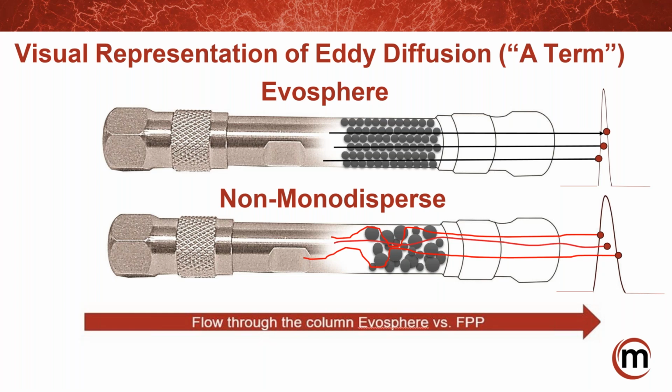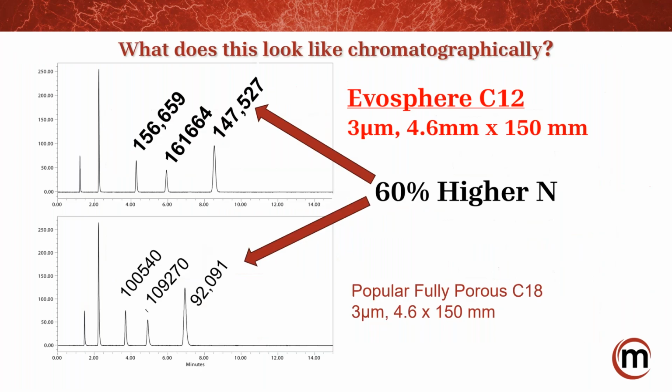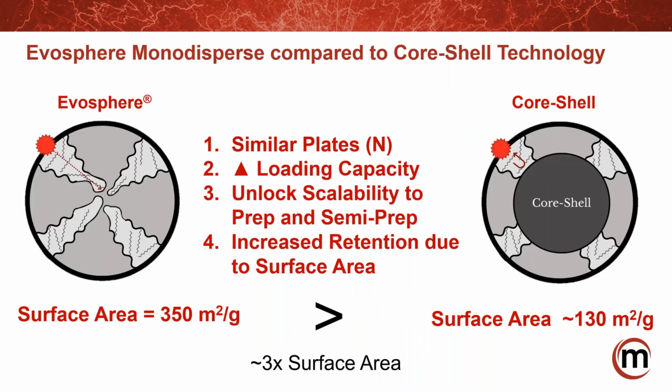So what do we need to do? We've got to separate stuff. And the more resolution we have, the more ability we have to separate things. And what are we seeing? We're seeing, in some cases, 60% higher plates comparative to the de facto standard in the same particle size of fully porous material.